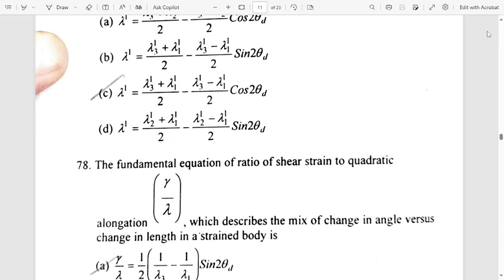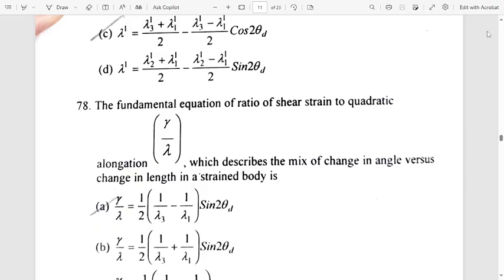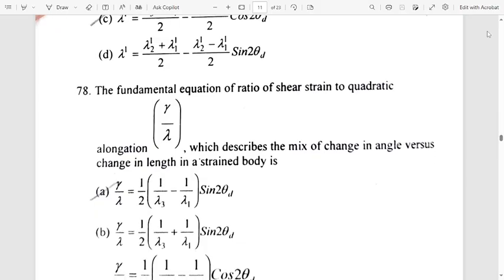The fundamental equation of ratio of shear strain to quadratic elongation, that is gamma by lambda, which describes the mixture of change in angle versus change in length in a strained body, is gamma by lambda is equal to half into 1 by lambda 3 minus 1 by lambda 1 sine 2 theta d.